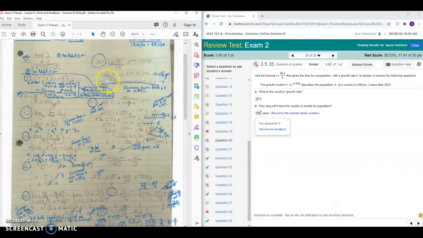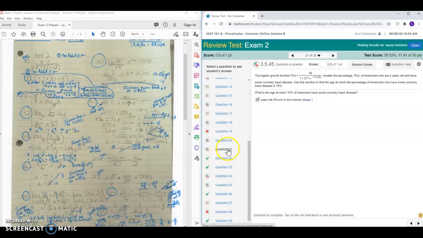We had not gotten through your exam 2 feedback yet, so here I am finishing up your exam 2 feedback. Question 21 is where we were left off. We now have this problem here. This gives us the percentage.